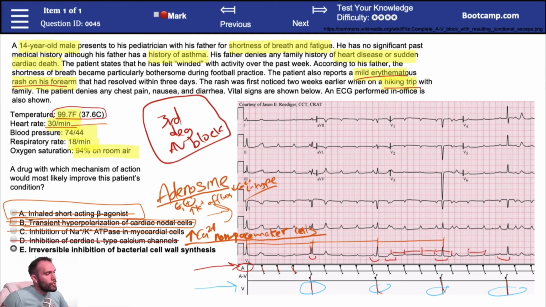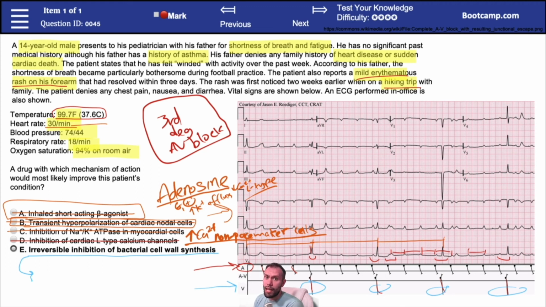Okay, now E is interesting. Irreversible inhibition of bacterial cell wall synthesis. What does that have to do with a third-degree AV block? Well, think about a drug that might do this, that might help your cause here. Now, typically when you're thinking Lyme disease, you see a patient that has a rash, you think, oh yeah, we probably can use something like doxycycline, for example.